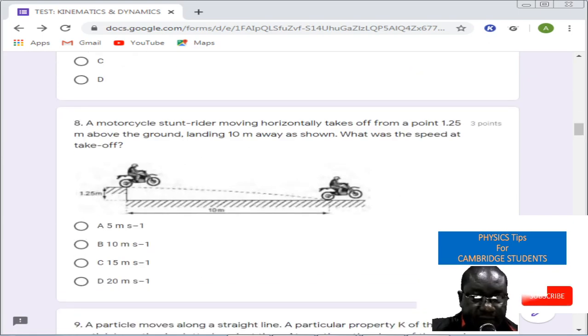Number 8. A motorcycle stunt rider moving horizontally takes off from a point that is 1.25 meters above the ground, landing 10 meters away as shown. What is the speed at takeoff? Now this one we need to work it out again.